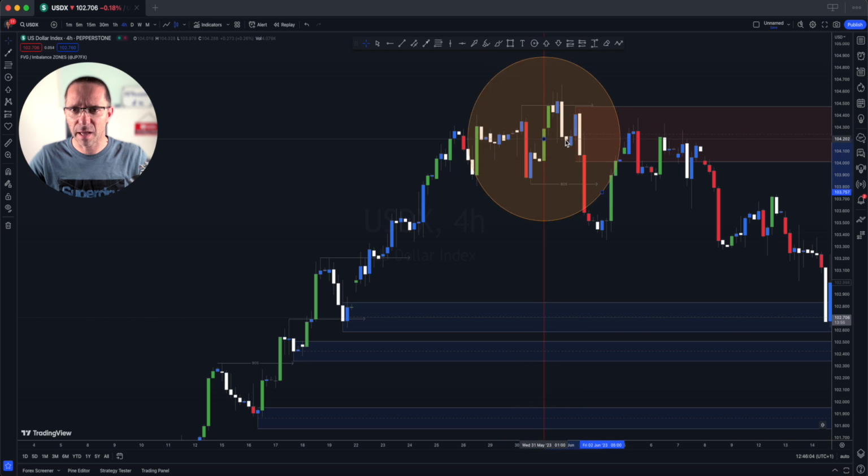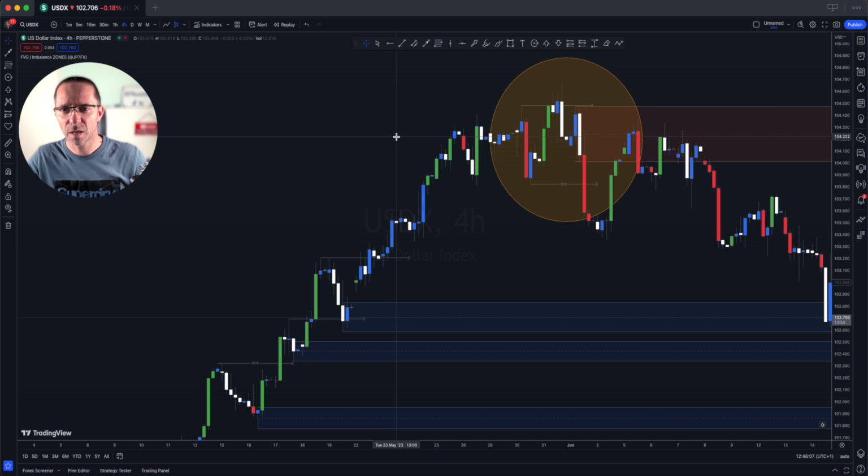This whole area here is your change of character. Now we're going to have a break of structure there as well, but like I said, it's going to show the change of character. So you have a break of structure to the upside with an instant reversal, break of structure to the downside. That shows your trend reversal.